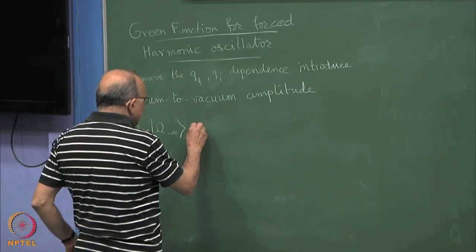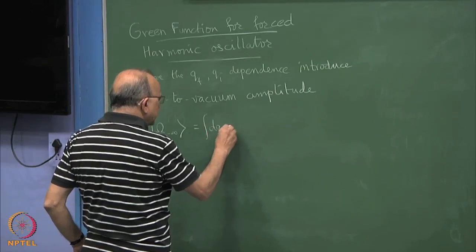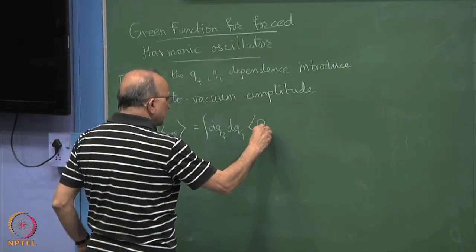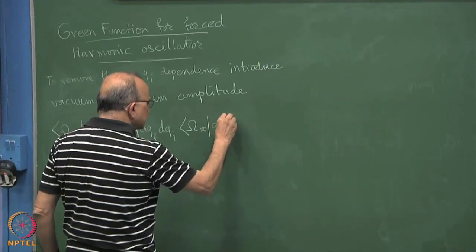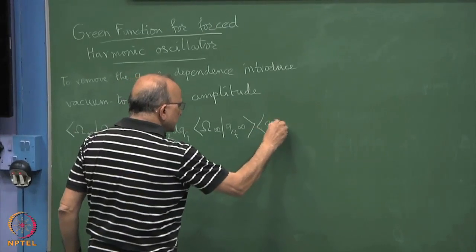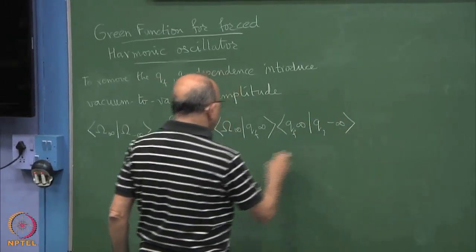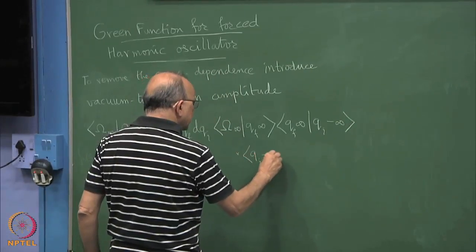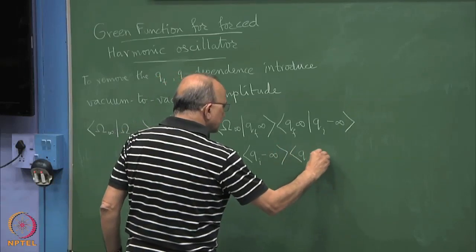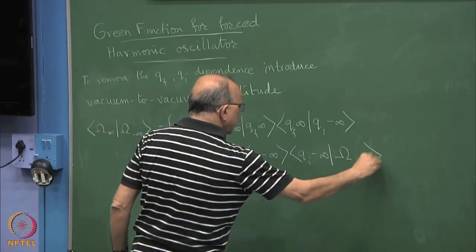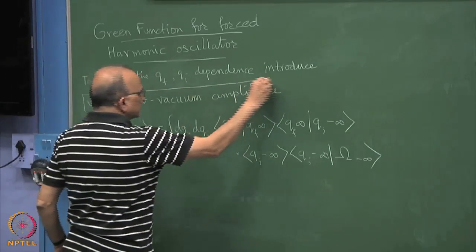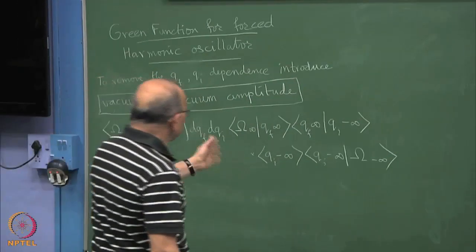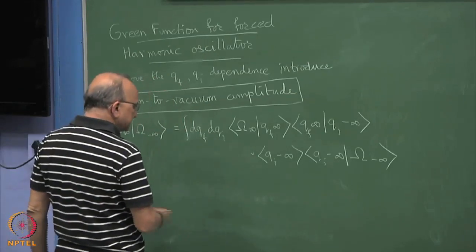But this then is the integral dqf dqi, with qf going to infinity and qi going to minus infinity. This vacuum to vacuum amplitude is a very important concept. So we can show that this also becomes equal to a similar kind of thing, an overall thing without any J.